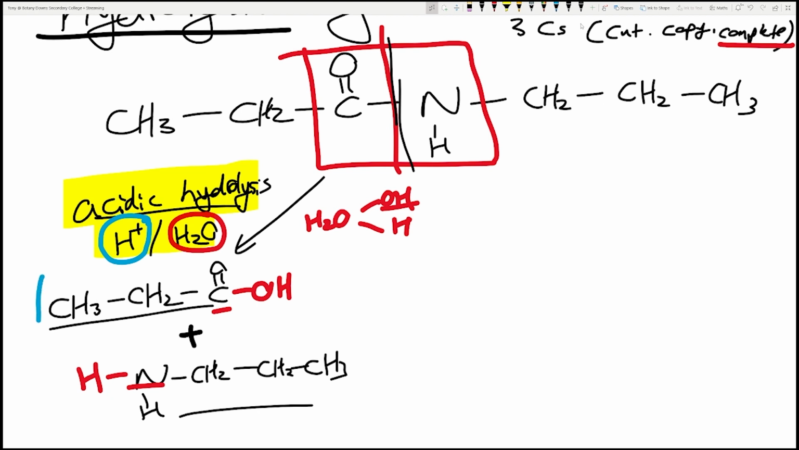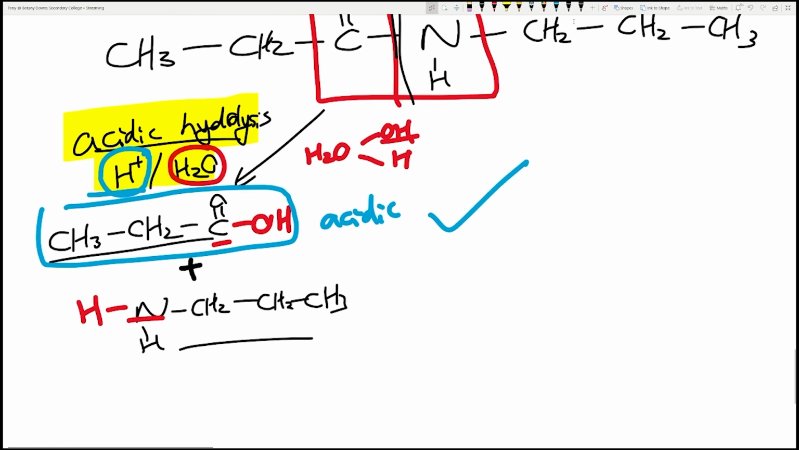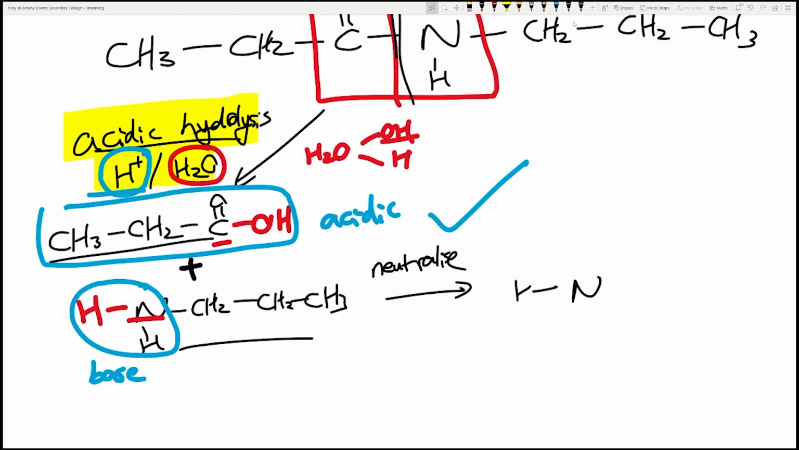So if we look at this guy, this is propanoic acid. This is acidic, right? If this is acidic, this is not going to react anymore. This is just going to stay exactly as it is. But then, if we look at that, this is an amine, which means this is a base, and the other guy is an acid. So this is going to further neutralize, and you are going to produce... How does a base react?